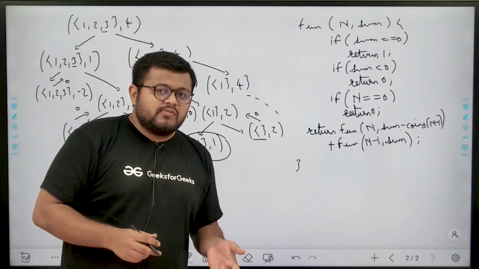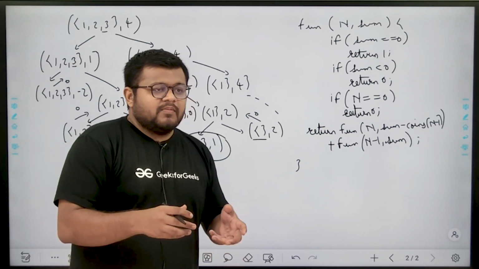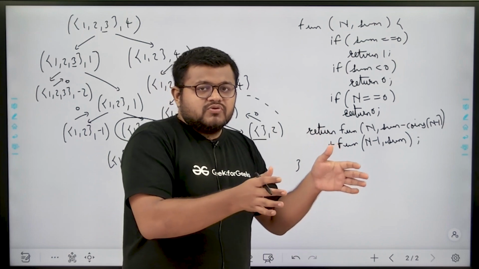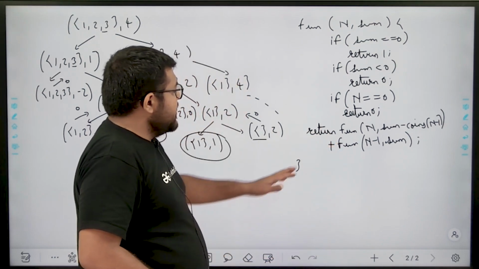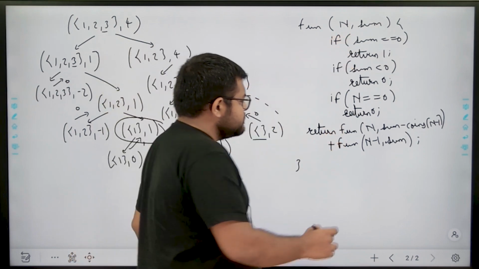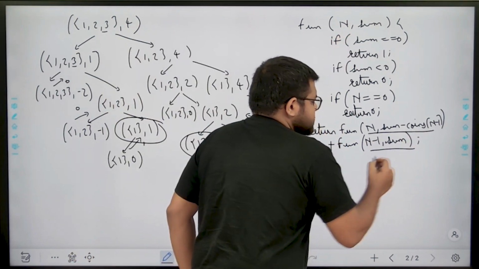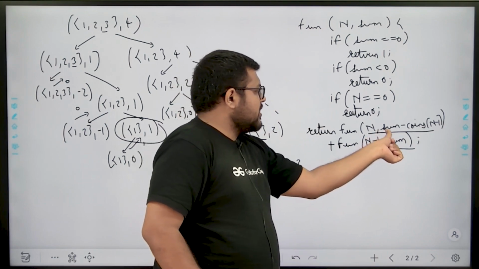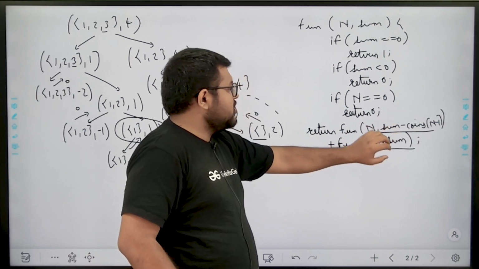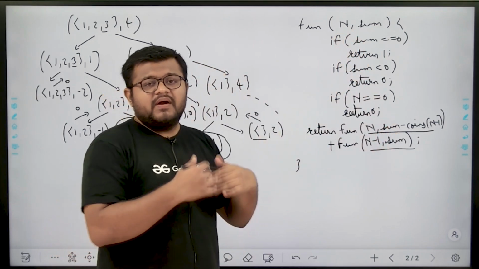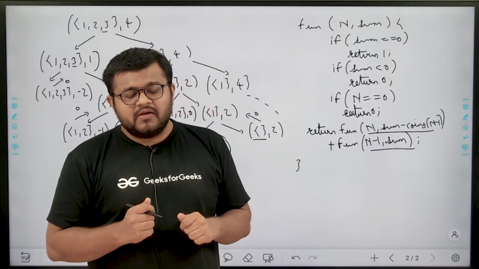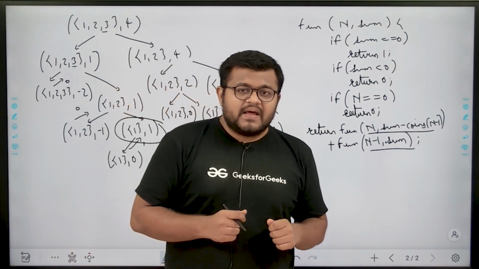Does it also have the optimal substructure property? It means that we are using the solutions to the subproblems to solve the bigger problem. Here to solve the function n comma sum, we are using smaller problems having one less coin, or the sum value becomes less. So we are using the solutions to the smaller problems to define the bigger problems. So we also have the optimal substructure property. So this problem can be solved using dynamic programming.